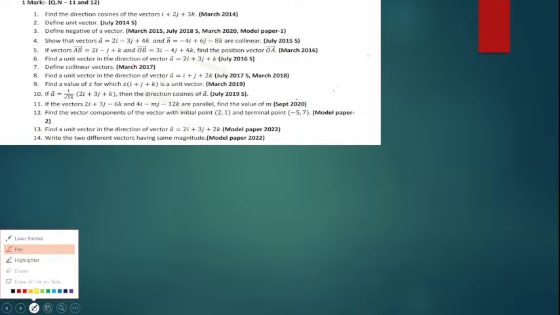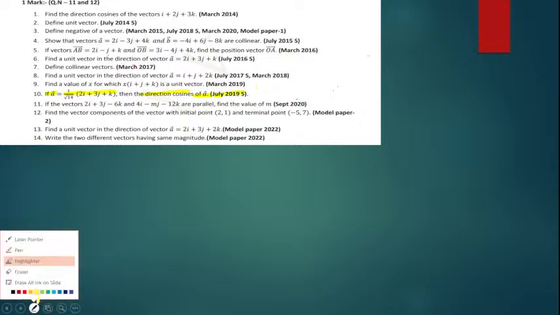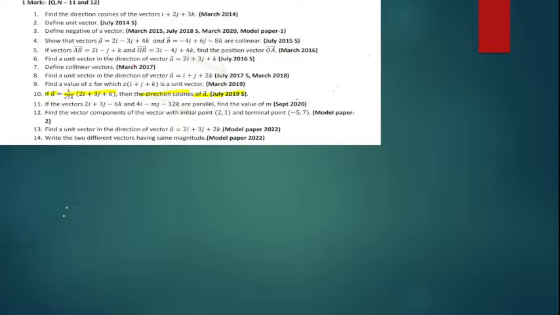That is the 10th one. If A is equal to 1 divided by root 14 times of 2i plus 3j plus k, then the direction cosines of the given vector A, they are asking. This was asked in July 2019. We'll see how to solve the problem.